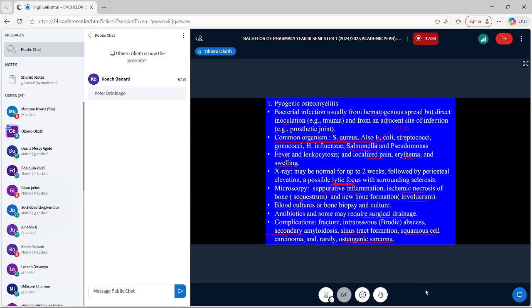This is bacterial. The common organisms are Staph aureus, and Streptococcus, and Salmonella, which is very common in sickle cell disease. And remember, for bone lesions, you must mention X-ray findings. X-rays are very important in bone. That's why for all these conditions we are including X-ray. Not even CT scan, X-ray.